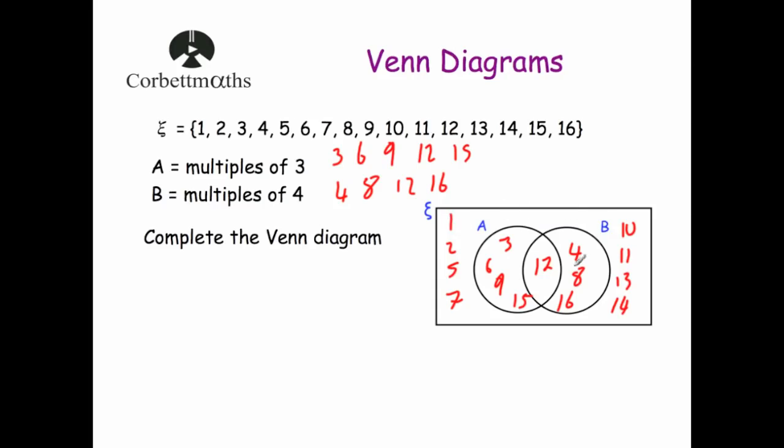So that's a Venn diagram, okay? It's quite a straightforward Venn diagram question. We've put in the numbers in A, the numbers in B, the middle section where they overlap, so anything that's in A and B, and anything on the outside is anything that's not A or B.